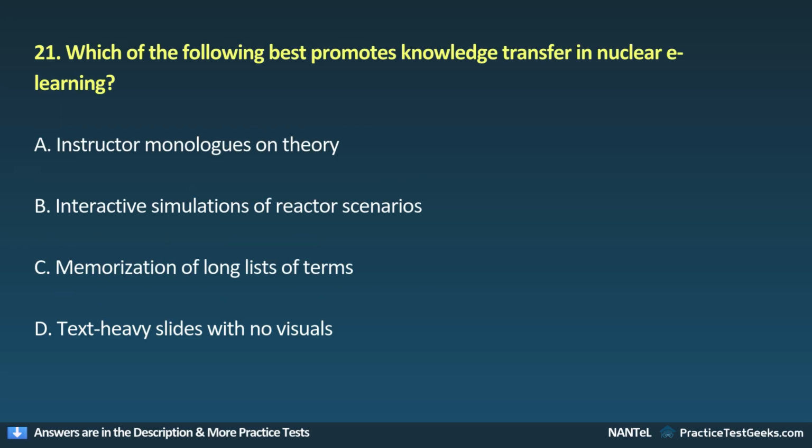21. Which of the following best promotes knowledge transfer in nuclear e-learning? A. Instructor monologues on theory. B. Interactive simulations of reactor scenarios. C. Memorization of long lists of terms. D. Text-heavy slides with no visuals.